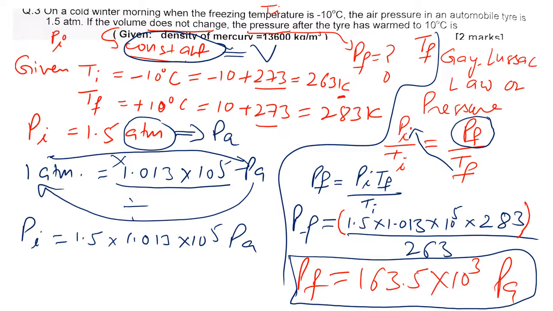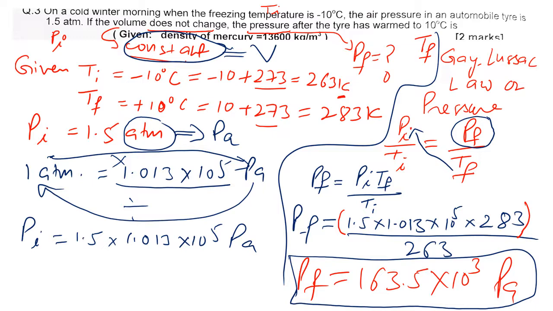This value you have to find. So take this side here, and this side will go like this, and this will be like this. This is the initial pressure, this is the final pressure, and this is Pi. After the cross multiplication, this is Pi, and this is Tf, and here Ti will come like this. So this is the formula here.